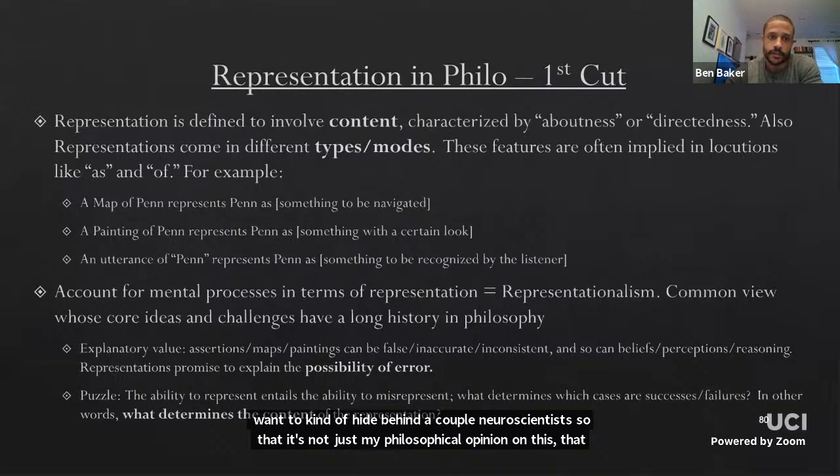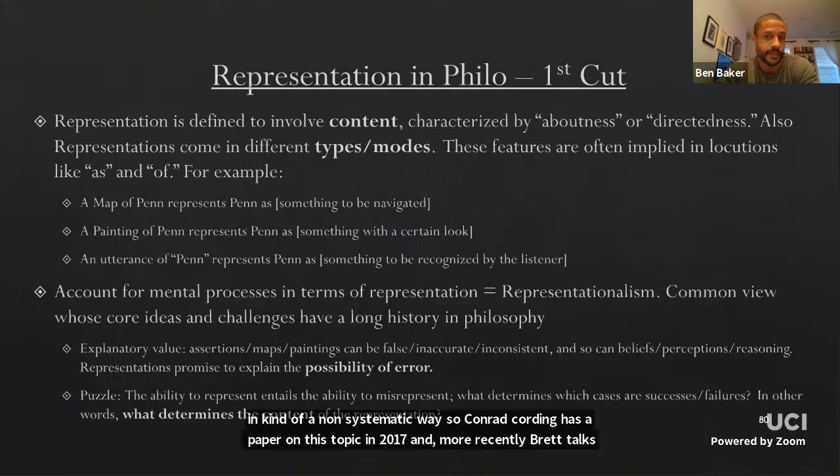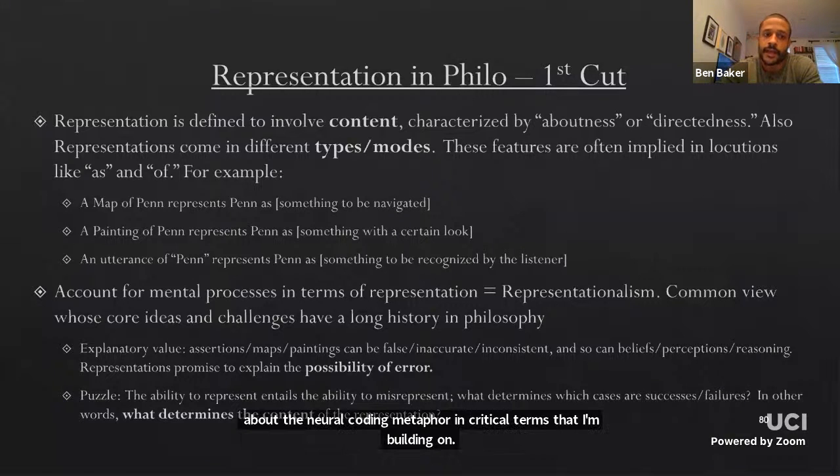So here's, big picture, how philosophers have thought about representation. It is defined to involve two sorts of things. One is content, that is, representations are about something or directed at something. You might just say they mean something. And representations come in different types or modes, so you can have the same content represented in different ways. These features are often implied in the use of "as" and "of."